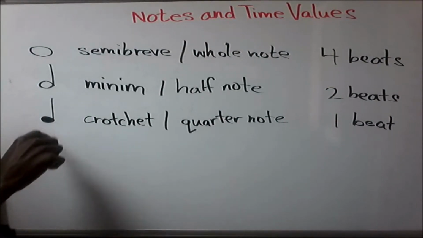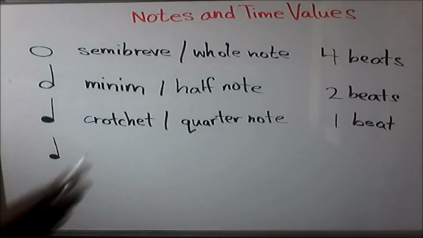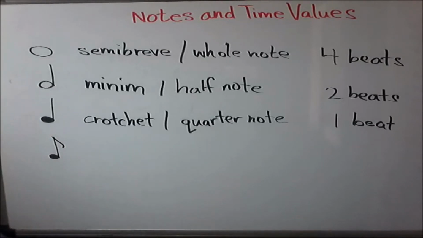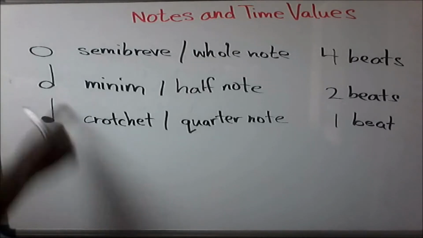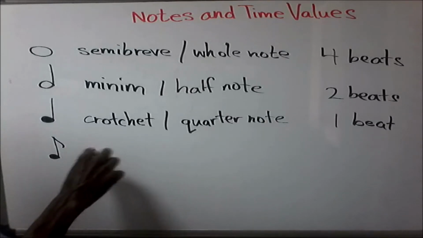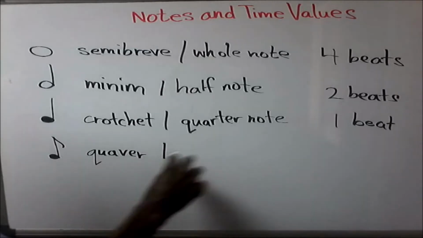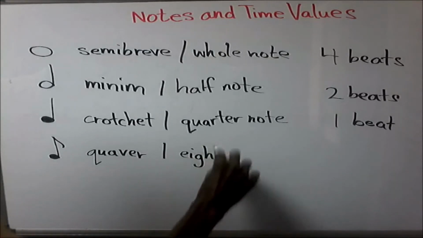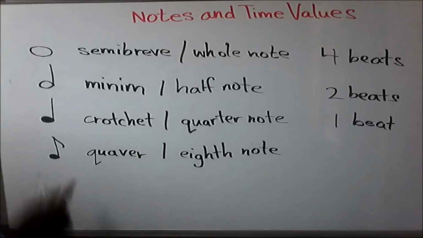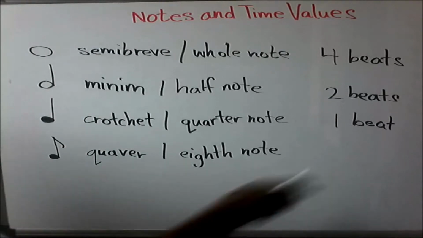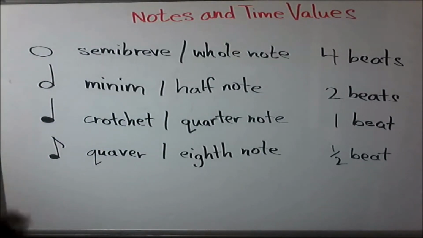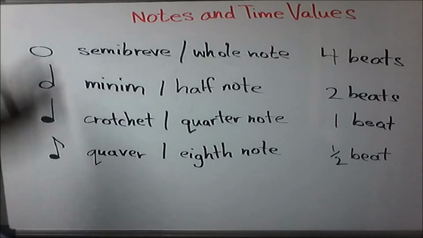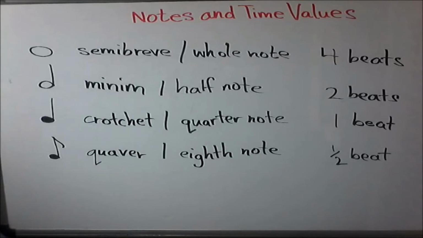Then I'm going to give you one more. There are many more notes than these, but we're just going to focus on these four. There's another one that we're going to look at later in the course. This one has a tail or a flag at the end, and it's called a quaver. The American name is an eighth note, E-I-G-H-T. Each one is half the value of the one before it, so this one will be half of a beat. I'm going to show you the relationship between these notes in the next segment.